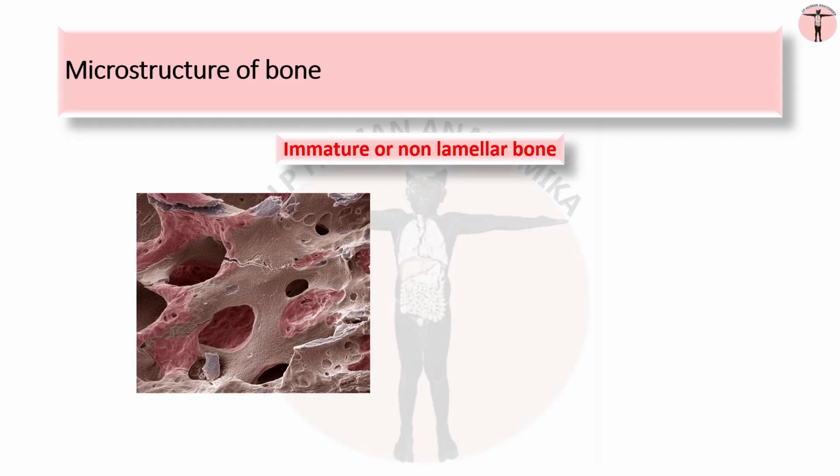Structure of immature bone or non-lamellar bone or woven bone. The picture shows the initial stages of developing bone. It does not display a lamellar appearance and is called non-lamellar bone or bundle or woven bone because of the interlacing arrangement of collagen fibers running randomly in different directions.